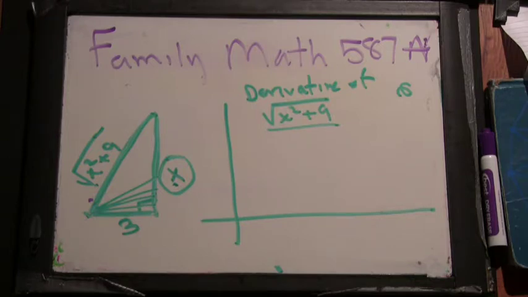Think of the derivative as being slope. The derivative of x is... It's just 1. Right, because the line y equals x is just a line, and its slope is 1.